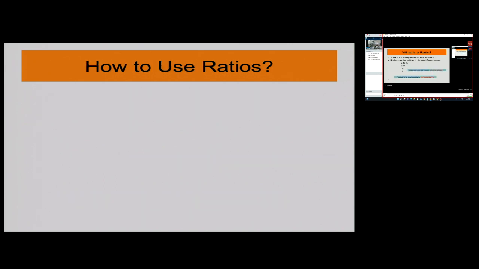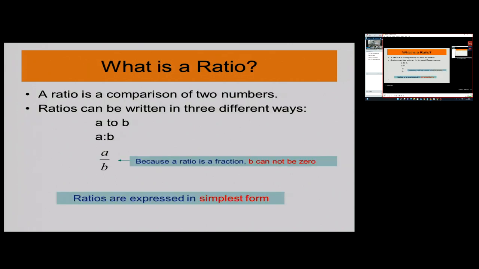Anyway, what you need to remember is that ratios are expressed in simplest form. So later, I am going to explain what simplest form means.